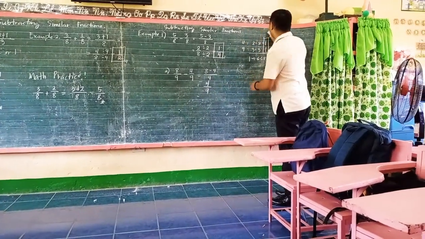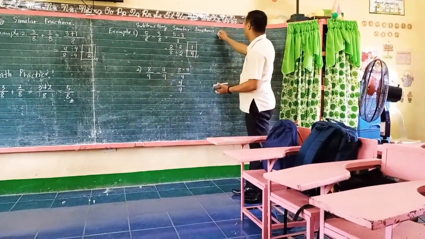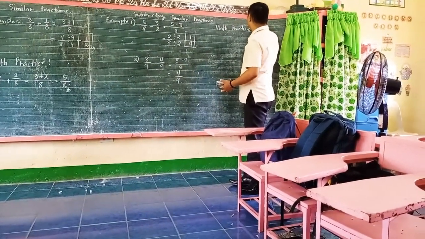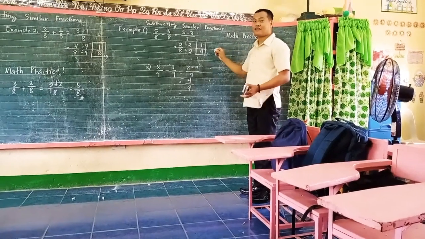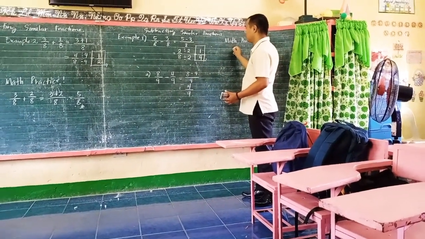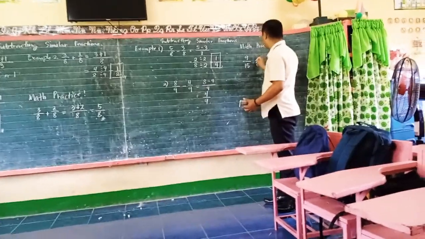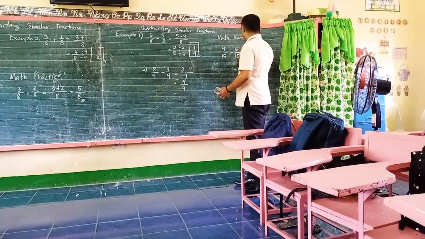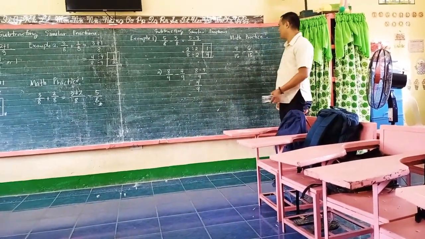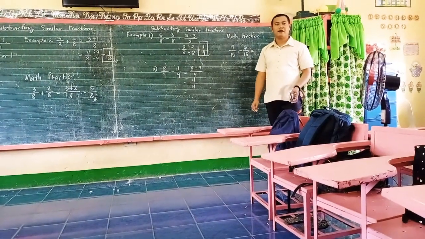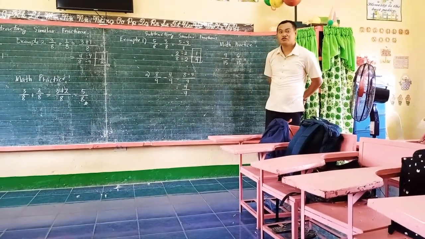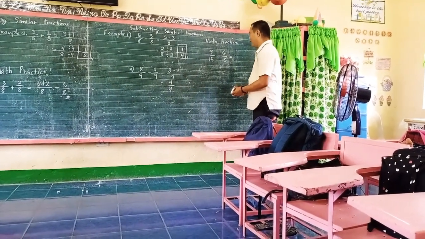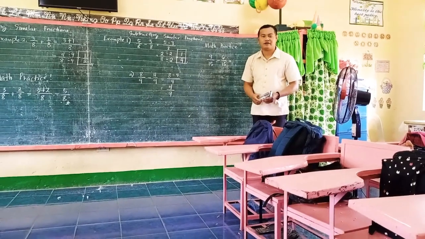Very good. So, try to do this. Practice. Get the difference of 9 over 15 minus 6 over 15. Would you mind to solve the given problem? Very good. So, what's your answer?